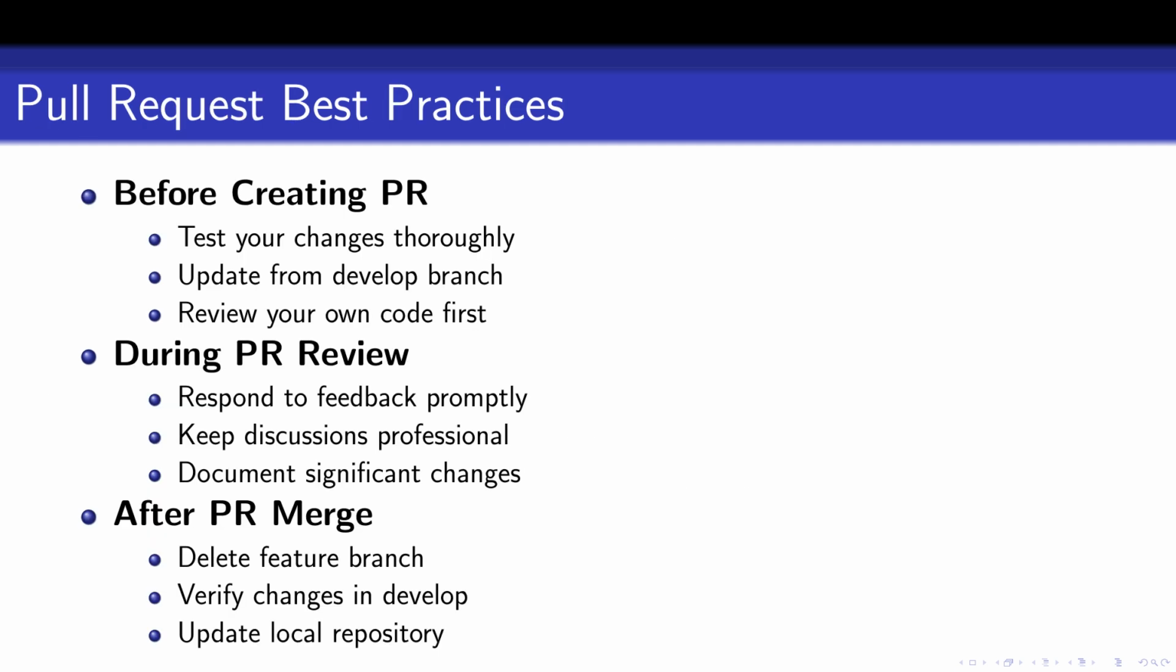Following pull request best practices ensures this process is efficient and constructive. Before creating a pull request, test your changes thoroughly to ensure they work as expected. Update your branch from develop to avoid introducing merge conflicts. Review your own code to catch obvious errors. During the review, respond to feedback promptly. Keep discussions professional and document significant changes. After merging, delete your feature branch, verify the changes in develop, and update your local repository.